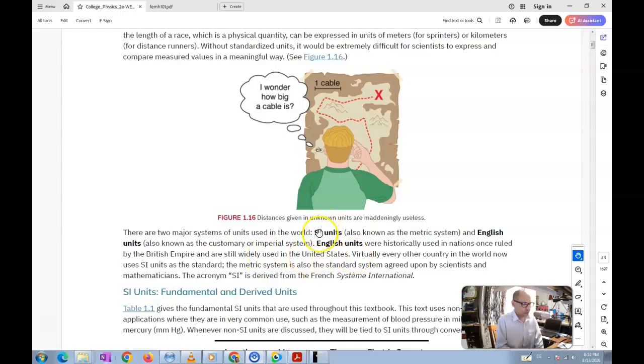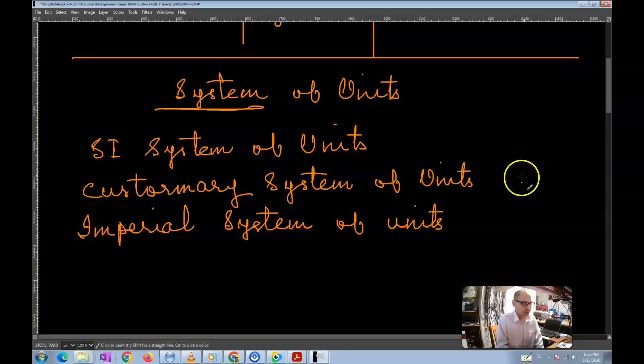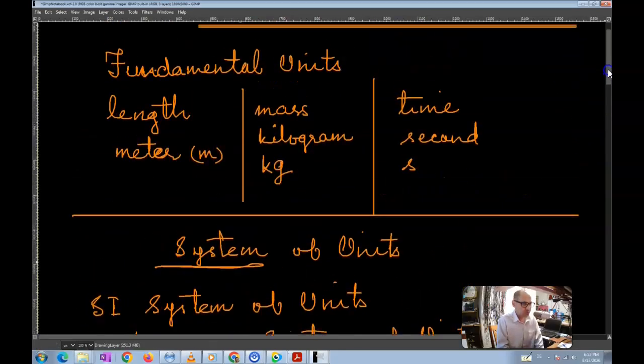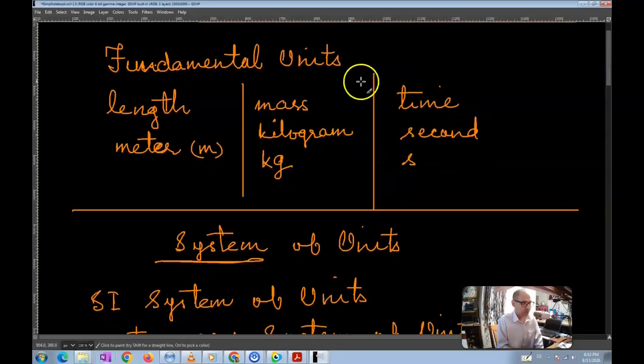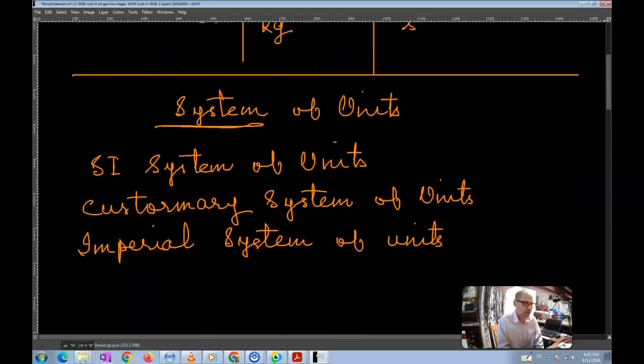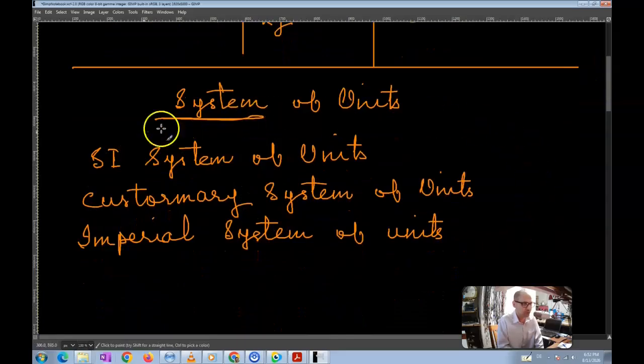Now we know essentially all the different units in the SI system that we need for now. For length we have the meter, for mass we have the kilogram, for time we have the second, and we know that there are mainly three systems in the world that you need at least to know about right now.